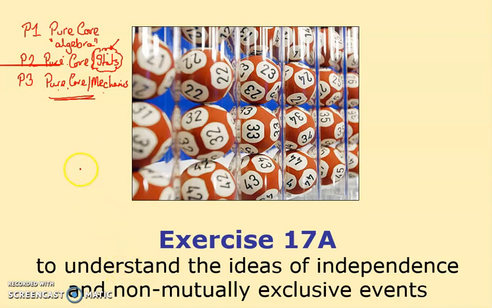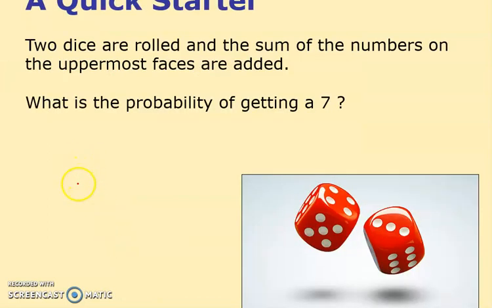And I suppose most of this should be fairly straightforward from GCSE. A quick starter. 2 dice are rolled and the sum, we should know this means the total. The sum of the numbers on the uppermost faces are added. So by that they mean when I roll the die, the number on the top. It's a posh way of saying what number it is. What's the probability of getting a 7? Now pause the video and see if you can write down what that is.